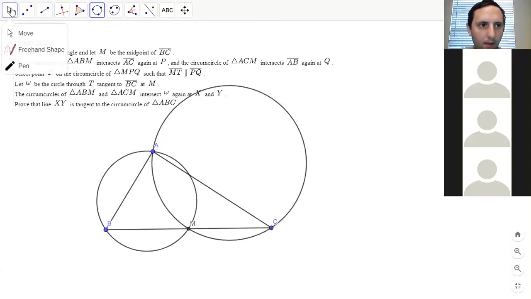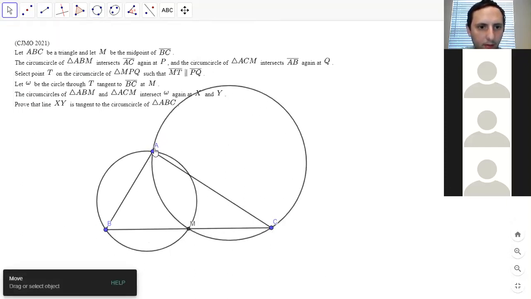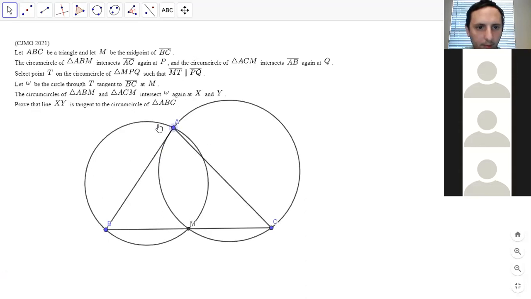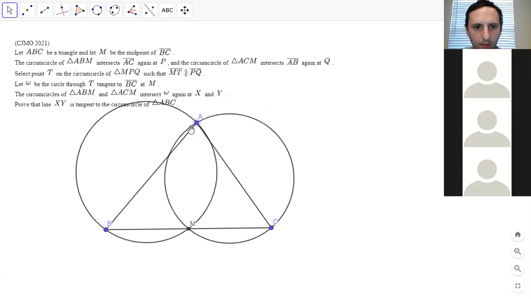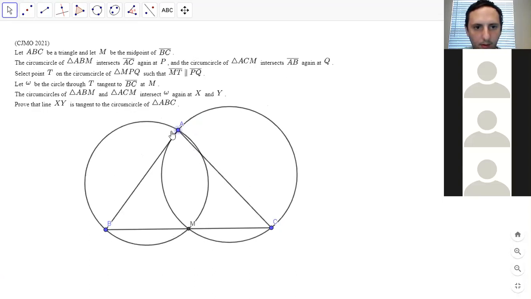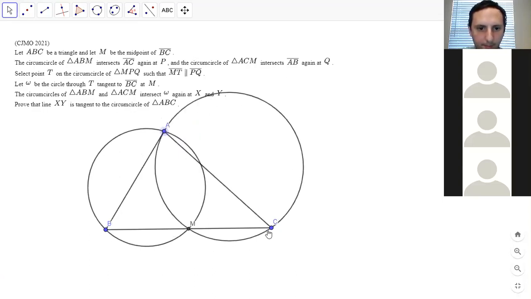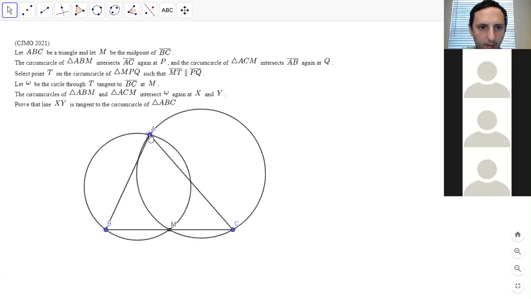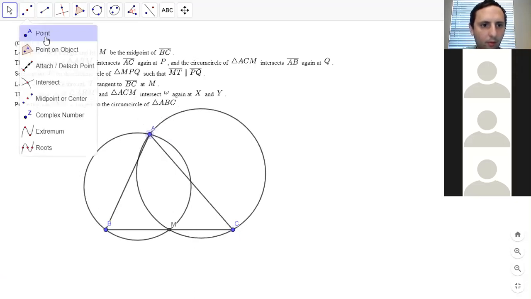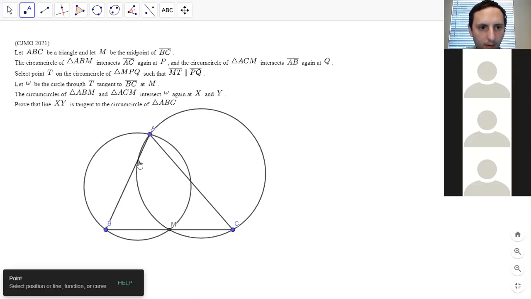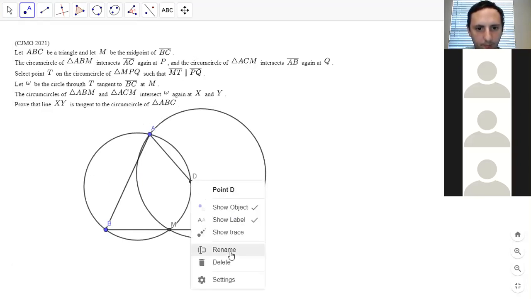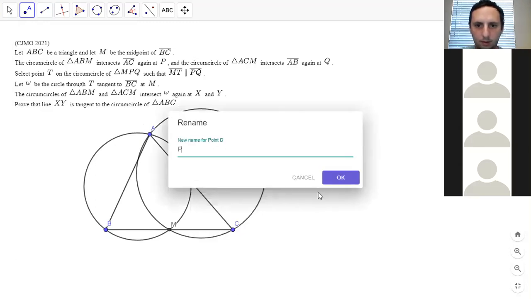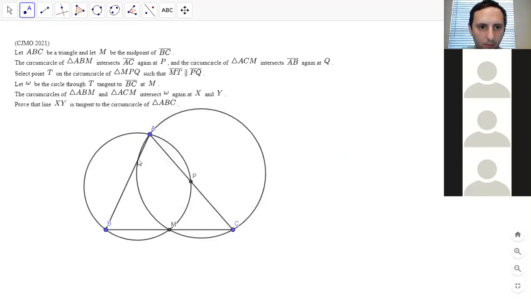So let's see. I want to make them both intersect the segments. Maybe something like that. Okay. So this is P, and this is Q.